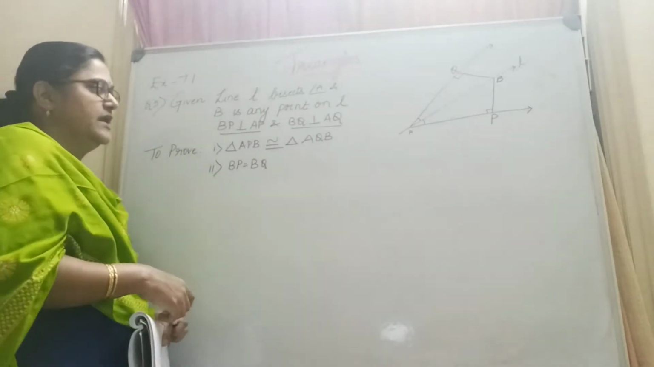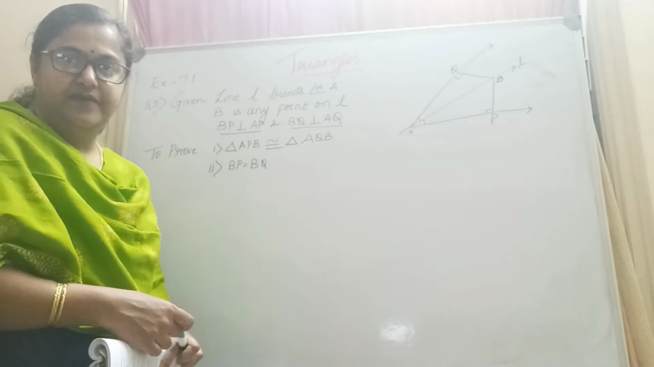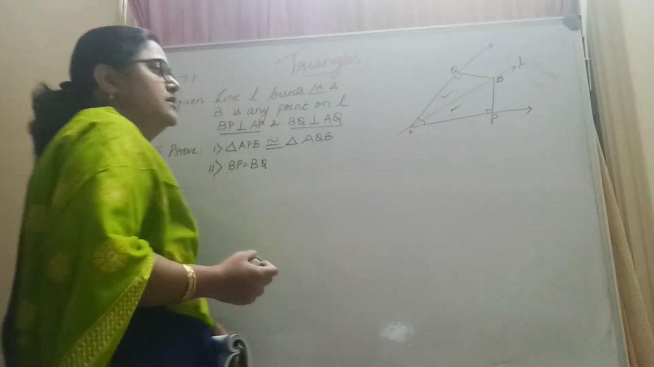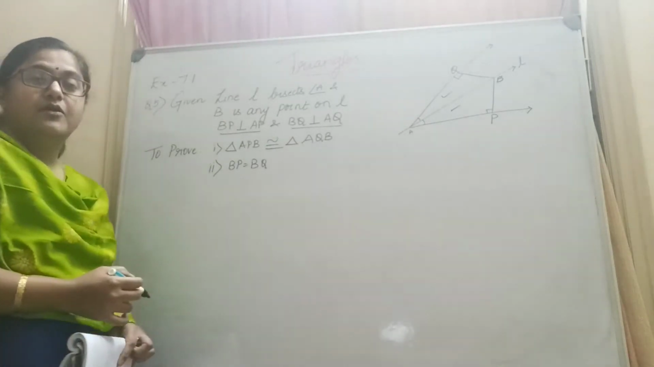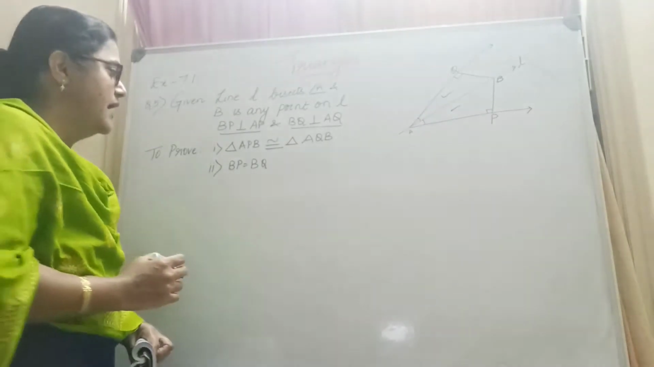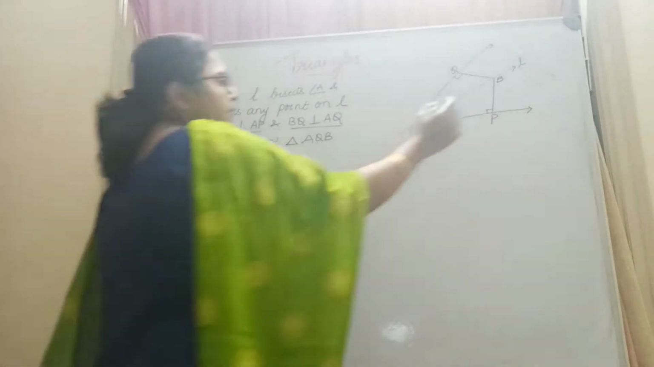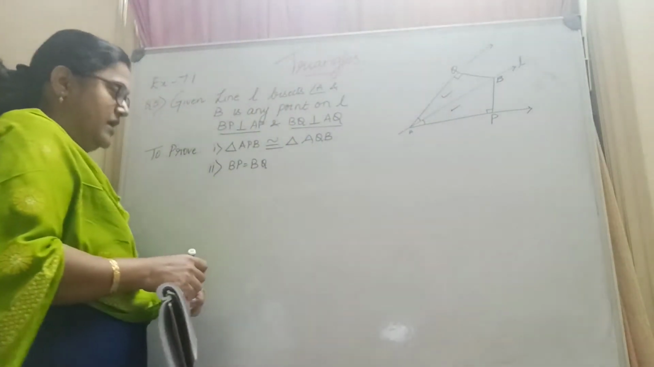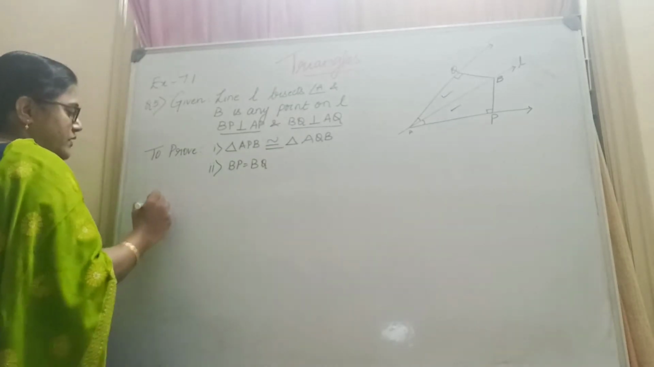Now we have to prove something. You can see two triangles in the figure, right? One is this one and the other one is this one. We have to prove that those two triangles are congruent to each other, and we also have to prove that BP is equal to BQ. So, moving on to the proof.